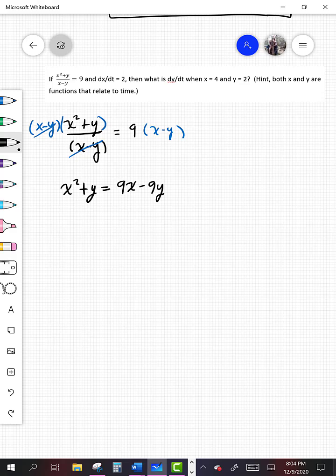So now let's use implicit differentiation. Because x is a function of t and y is a function of t, we need to use the chain rule in each case when we take the derivative. So the derivative of x squared is 2x, but x is a function of time, so times dx/dt, plus the derivative of y, which is 1, but that is also a function of time, so dy/dt, is equal to the derivative of 9x, which is 9 dx/dt, minus the derivative of 9y, which is 9 dy/dt.